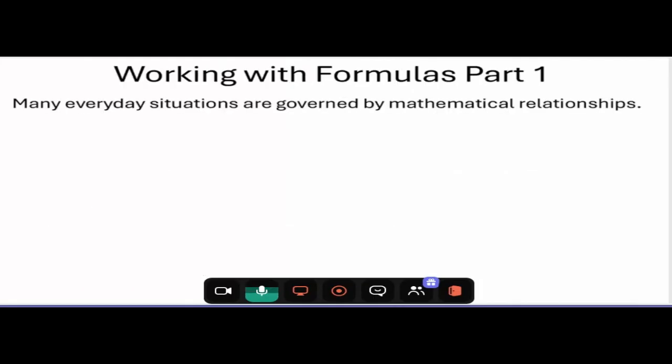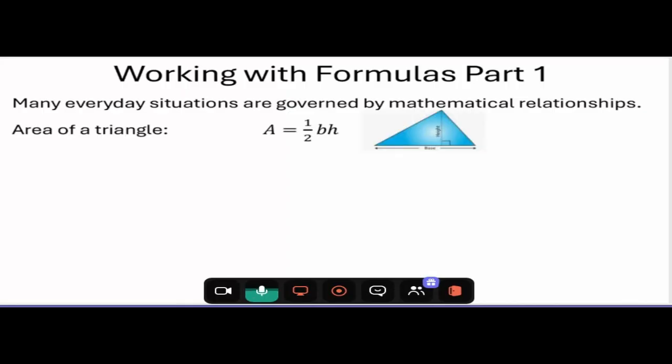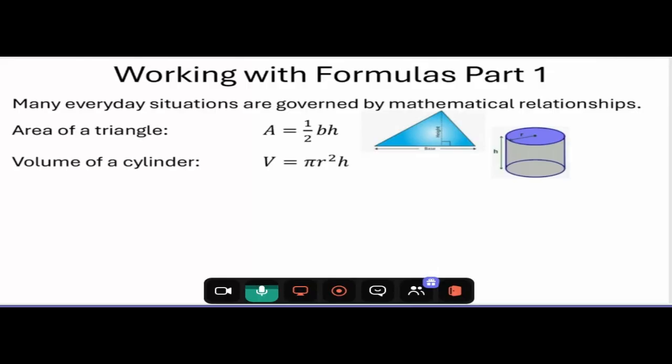Okay, so many everyday situations are governed by mathematical relationships. This is why we do math, basically. So things like, if you need to calculate the area of a triangle, which would be something you'd have to do really commonly, actually, in a lot of the trades, for example. There's a formula. The area of a triangle is 1/2 times the base times the height. Or if you have a cylinder, like a tank that's holding gasoline or water or something, calculate the volume of it. There's a formula for that.